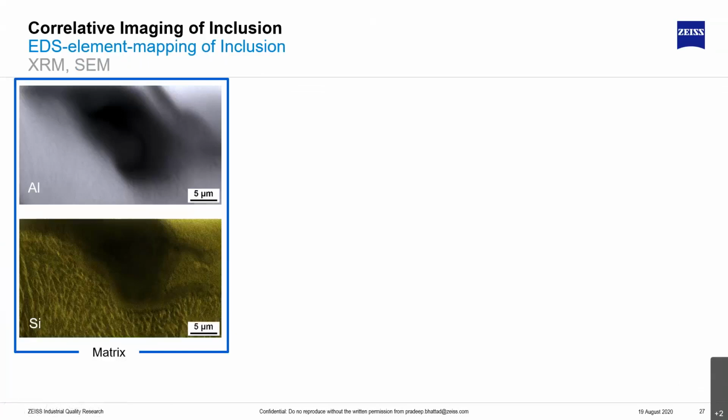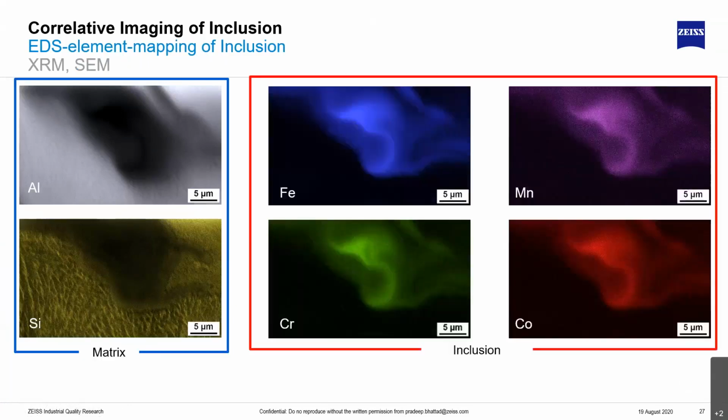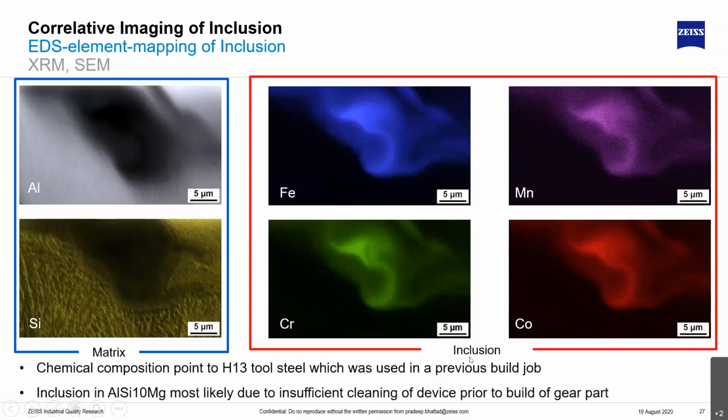What we are able to get is, we look at the bulk, and you're seeing aluminum and silicon signal. But at the point of impurity, you see iron, manganese, chromium, and cobalt. And that is your inclusion, which of course is your H13 tool steel. Looking at the source of impurity, what happened is they had a powder change from H13 tool steel that was left over from the previous batch, and improper cleaning of the printer led to this inclusion getting included in the part.